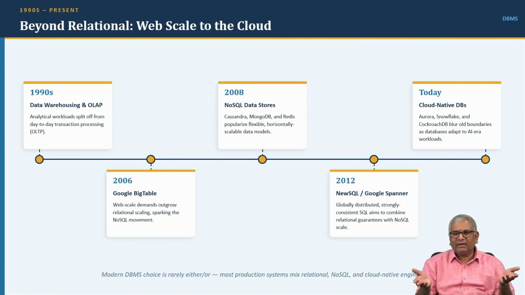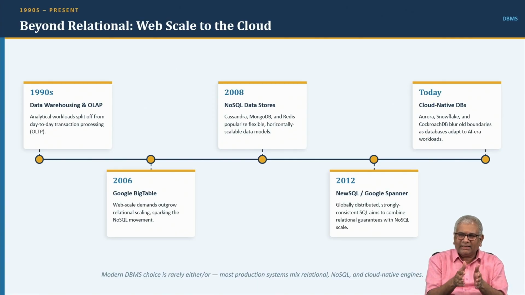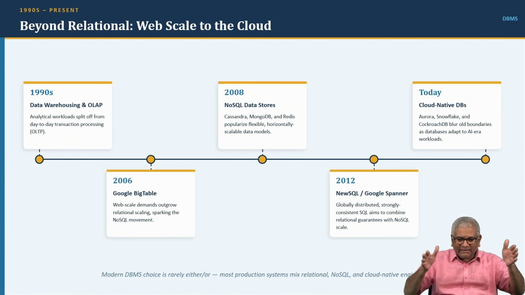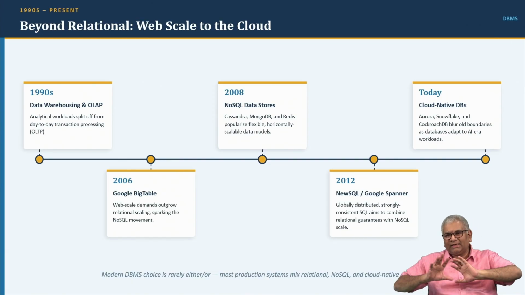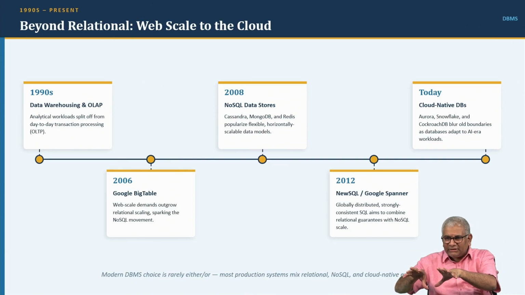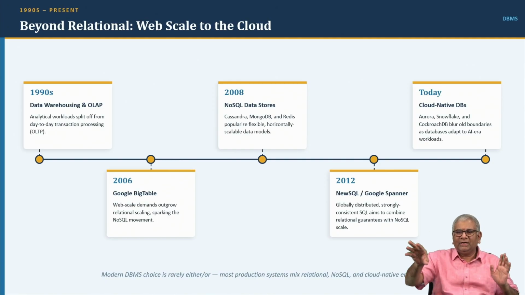Then NewSQL comes in. Google Spanner came in 2012. Today, databases are not only centralized but also distributed. Initially they were everywhere, then they got centralized using RDBMS and other concepts. Now they have again become distributed, but this distribution is different from the previous ones.